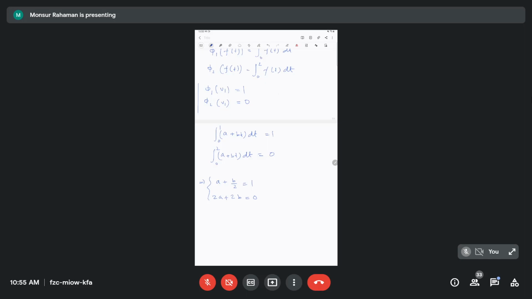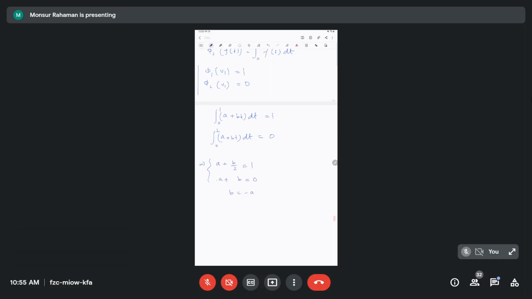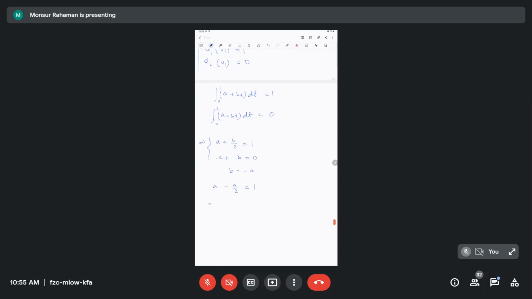If you solve this, obviously this 2 will be cancelled out, and we get b equals minus a. So a minus a by 2 equals 1. A by 2 equals 1 means a equals 2, and b equals minus 2. So V1 is 2 minus 2t. Okay, this is V1. Now you need to find V2.